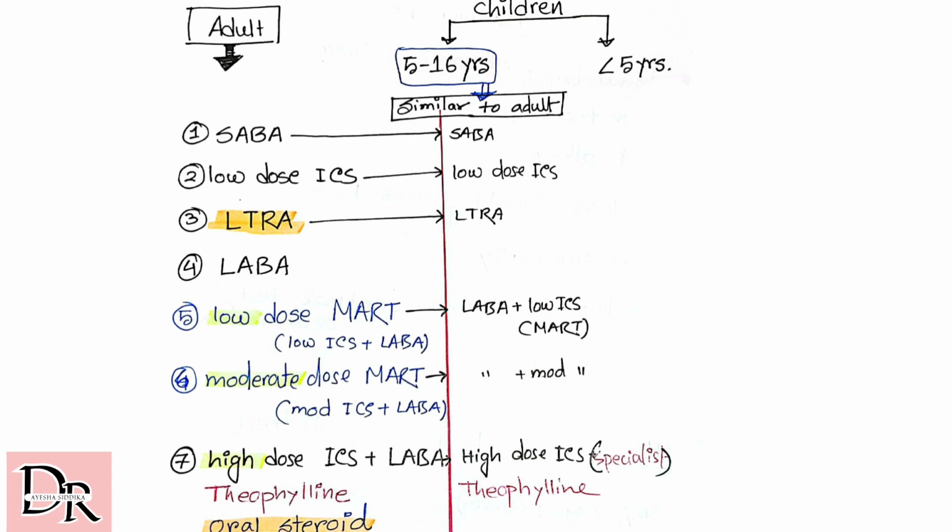And in children 5 to 16 years, it is similar to this: SABA, low dose ICS, montelukast, and then low dose MART, that is low dose ICS plus LABA, then moderate dose ICS plus LABA, then high dose ICS plus LABA. When giving high dose ICS in children, we need specialist advice, and we can also give theophylline. So this is more or less similar to the management of asthma in adults. Okay, then we'll discuss the management of asthma in children.